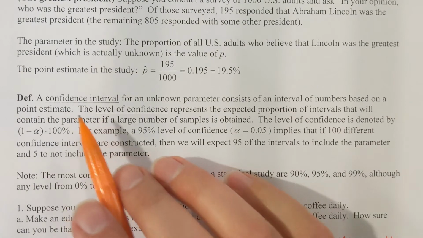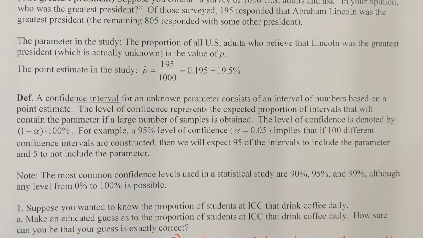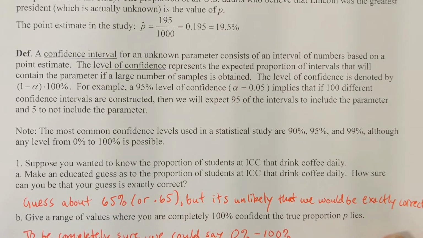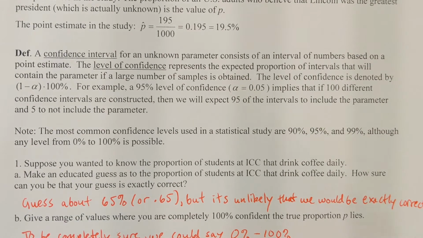And that's going to be kind of introducing the topic of a confidence interval here. Another definition: a confidence interval for an unknown parameter consists of an interval of numbers based on a point estimate. The level of confidence represents the expected proportion of intervals that will contain the parameter if a large number of samples is obtained.